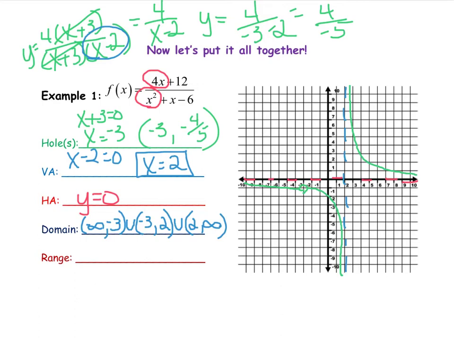Now we are going to do the same thing with the range. It's just that we are using the horizontal asymptote, which is y equals 0, and we're using the y-coordinate of the hole. So let's write that. Let's write the range.